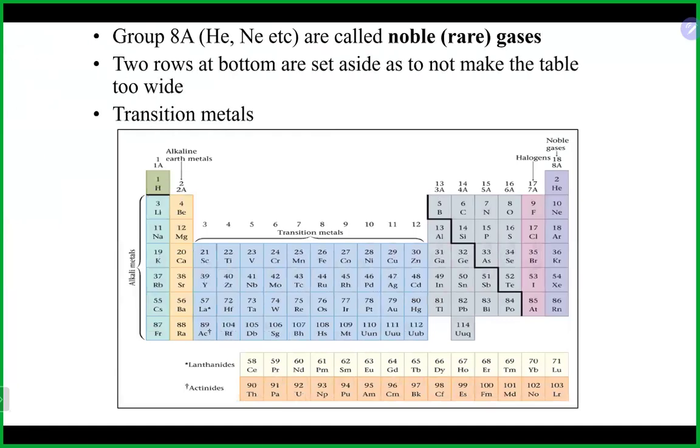Noble gases are, if you're finding an old book, they call them rare gases. Nobody calls that these days. But noble gases, once again, group number 8 here at the end. The 2 rows at the bottom are put in there not to make the periodic table too wide. The only place I've ever seen it actually done correctly is our lecture room on those periodic tables that are in the front of the room.